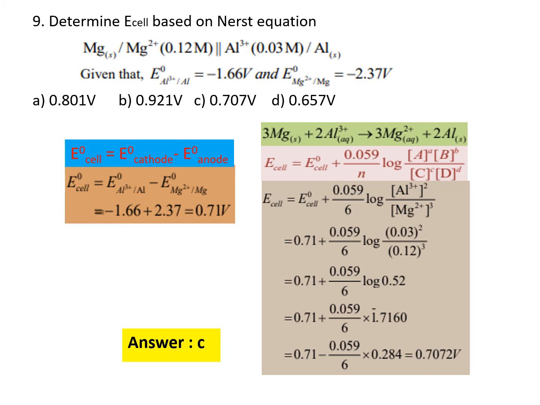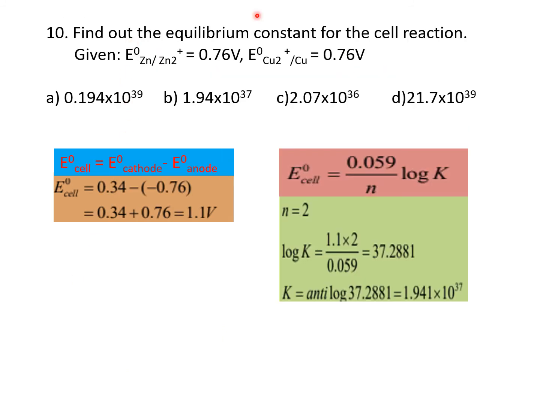The next sum is, find out the equilibrium constant for the cell reaction. This is the equilibrium constant, that is K. What is the equation for that? The equation is E cell is equal to 0.059 divided by n log K. This is the equation. So we need to find the log K. For log K, at least we should know E naught of the cell.